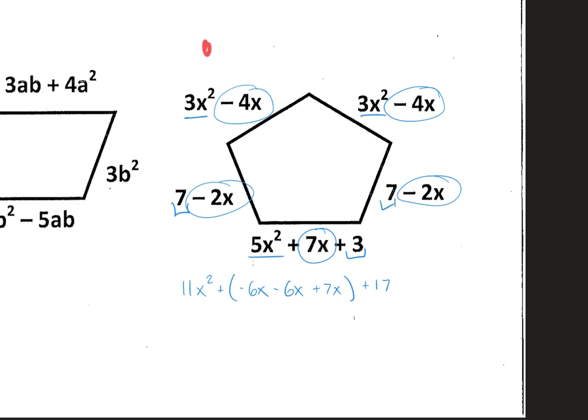Now to add this up, negative 6 plus negative 6 is a negative 12. Plus 7x. That's going to be minus 5x plus 17.